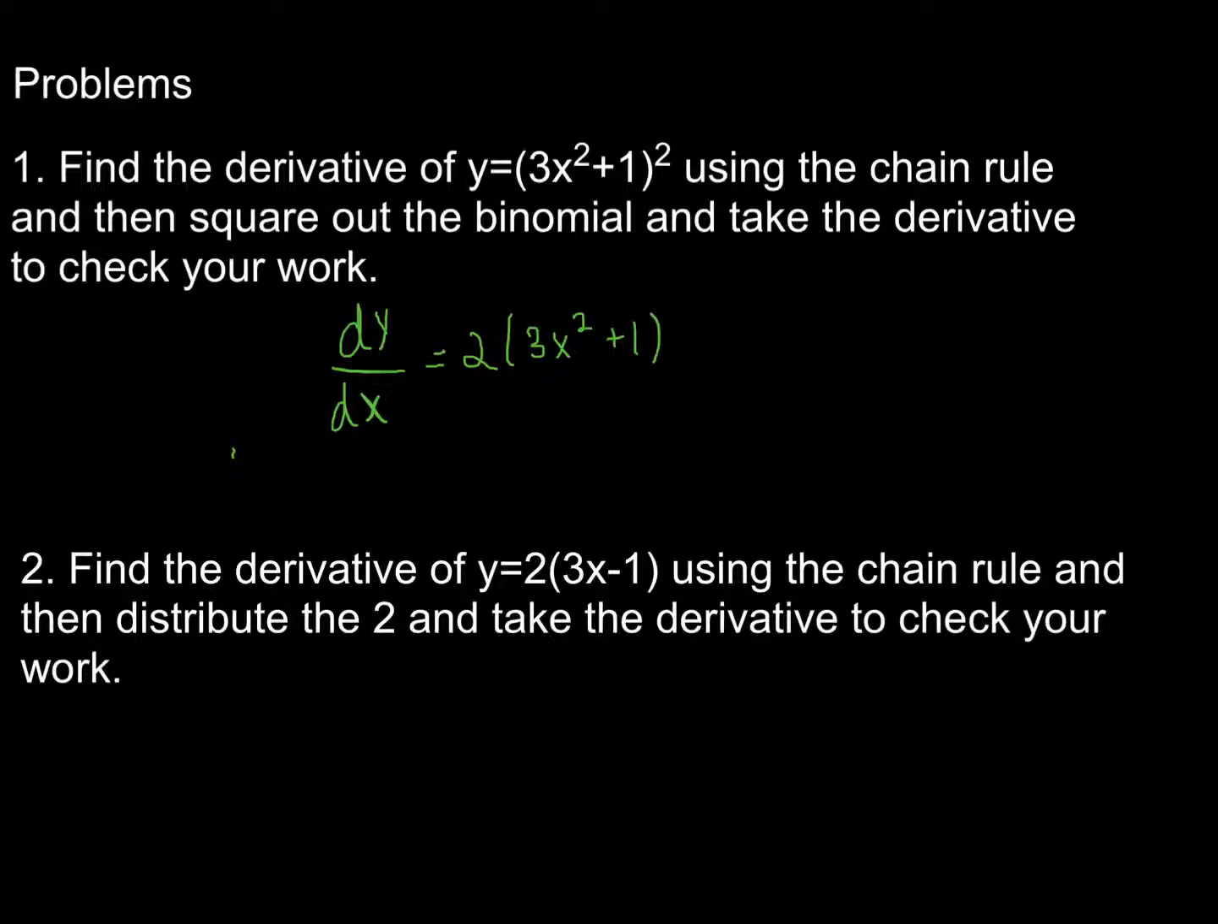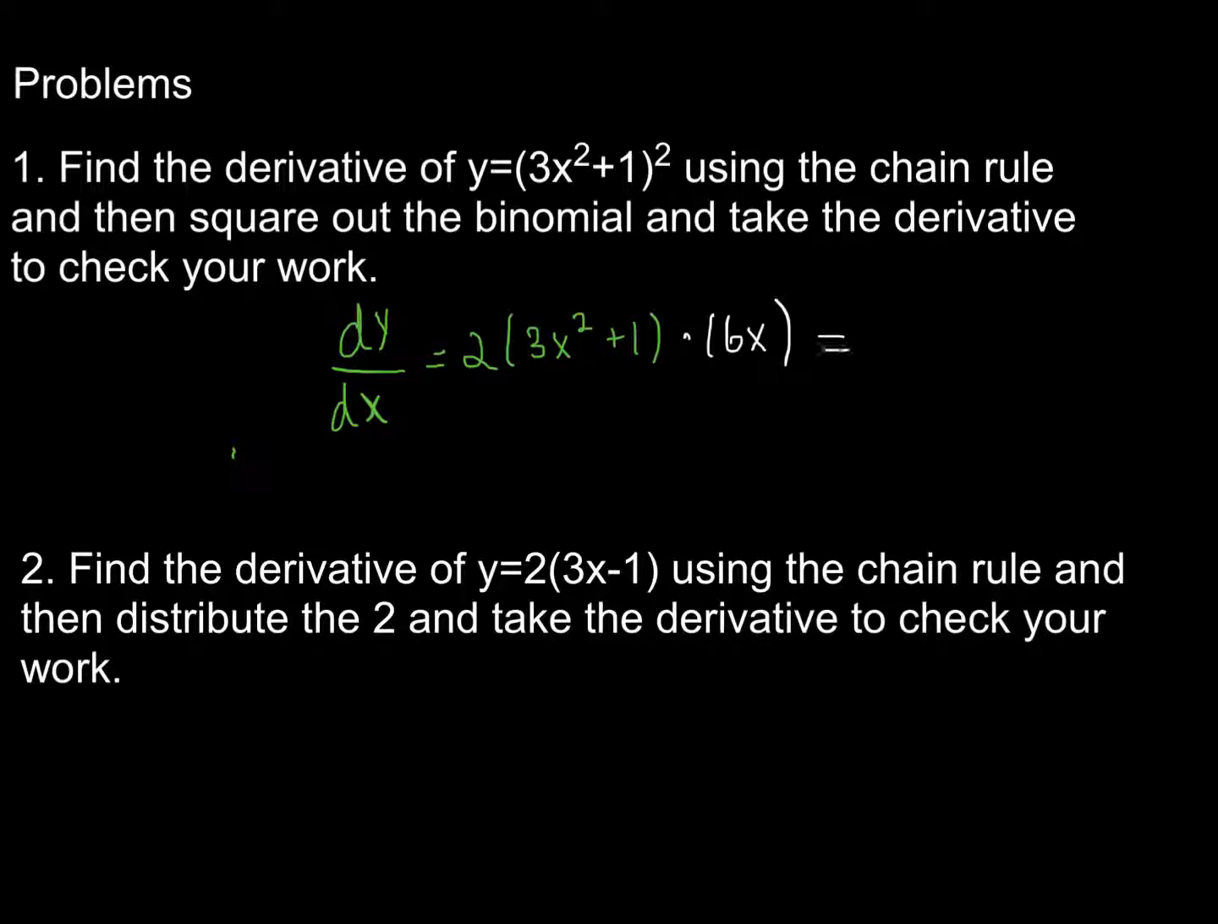The new exponent is 1. And then we also have to multiply by the derivative of whatever's inside. Well, the derivative of what's inside, taking the derivative of 3x squared plus 1, the derivative of this will be 6x, and this will be 0. So we have times 6x.